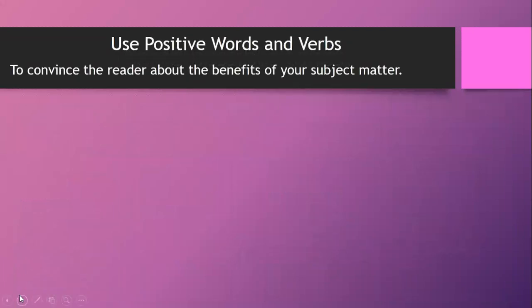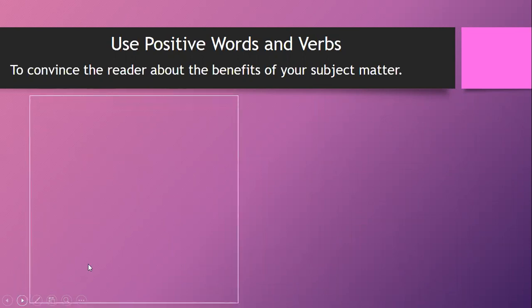All right, so the positive words and verbs. We use positive words and positive verbs to convince the reader about the benefit of the subject matter. We want to convince somebody about something, a proposal in the company or at a hospital or at an institution, or we want to introduce something new. So we want to convince the reader, we use positive words all the time, right? And there are positive words and we also have positive verbs, but let's look at the words first.